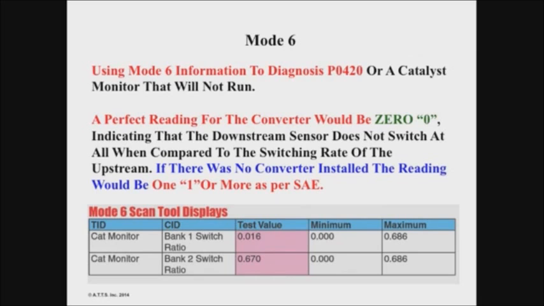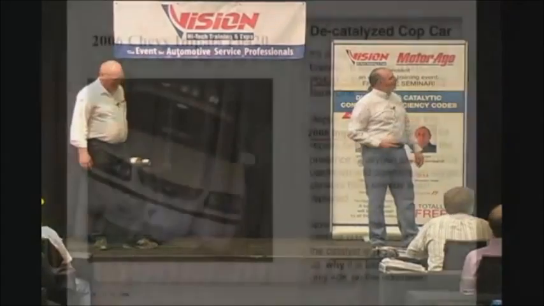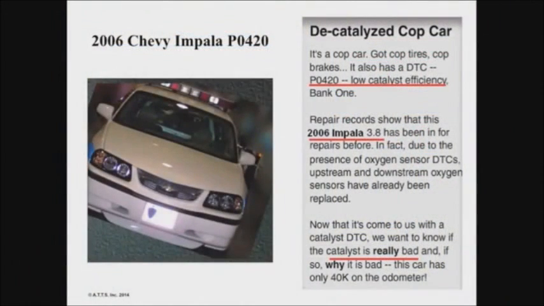So in this case, I want you to look at this and make a judgment call. If we look at this, what would you say about bank 1? It's damn good, isn't it? But how about bank 2? Well, it's close, right? Now, I got to warn you on Mode 6. Okay. So here's this cop car. It has a 3.8 on it with a 420.